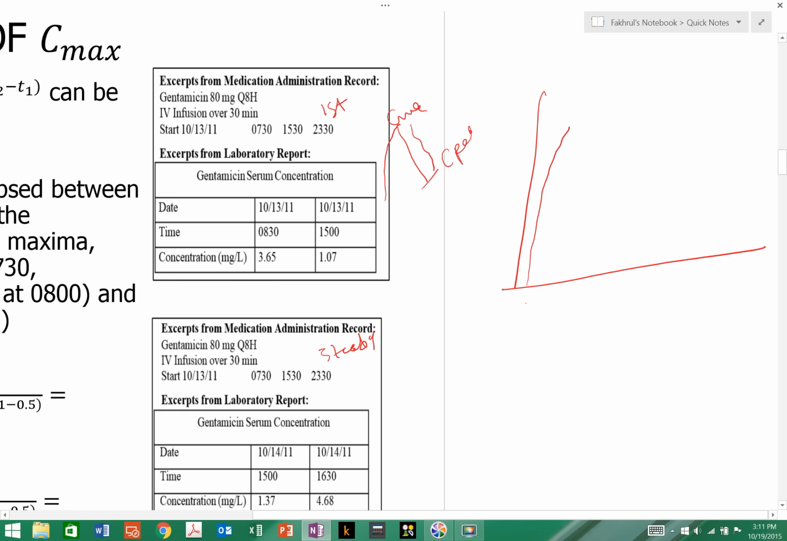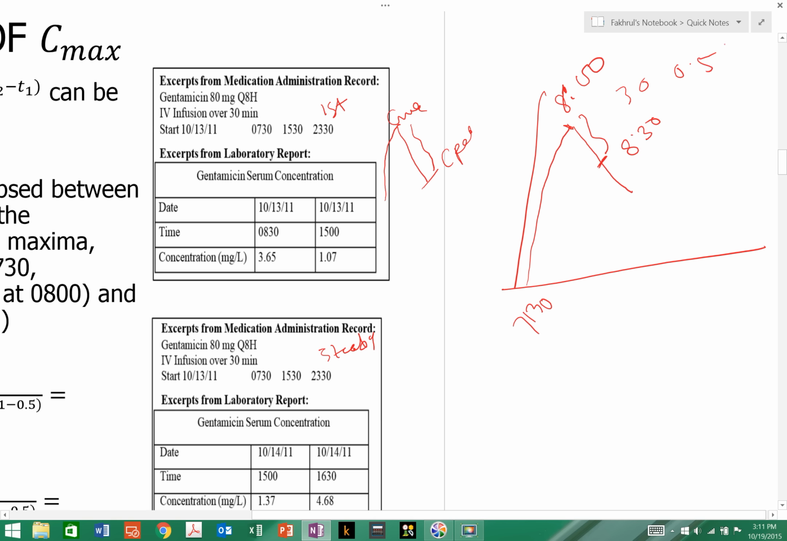Assume that it is 7:30 when you started your infusion, and then when you stop, it is 8, and the Cmax is when you stop the infusion. Cmax arrives when you stop infusion, and then you have taken the sample Cpeak at 8:30 in this case. Here you see. So your delta T would be what? 30 minutes or 0.5 hour.